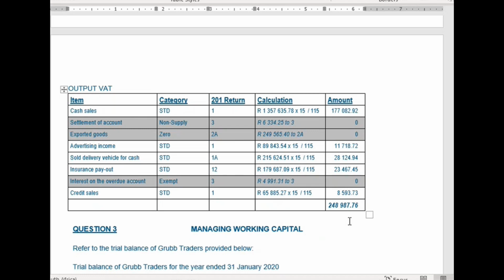Okay, that is due to SARS. Well, you made a sale of 1.4 million, so please pay SARS what's due to them. Very nice sales. And imagine somebody walks in and they want to make cash buy of 1.4 million. You're going to be very happy.